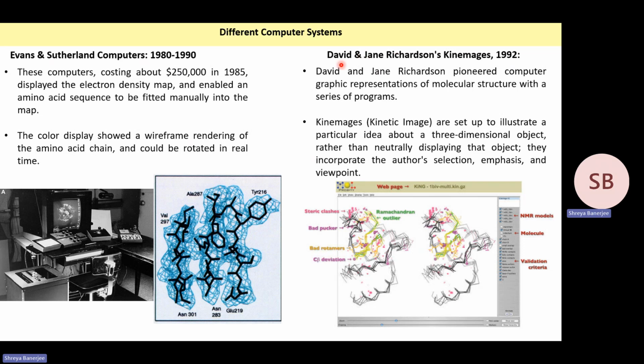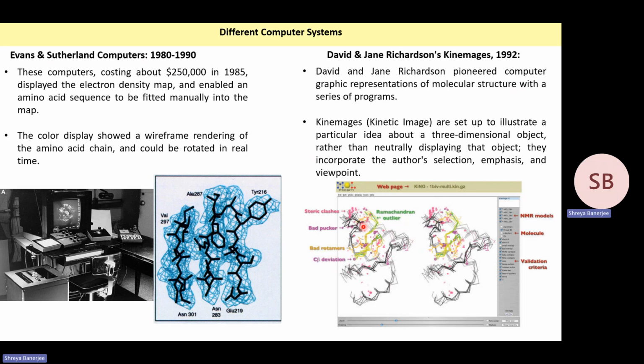Next came David and Jane Richardson's Kinemages in 1992. David and Jane Richardson pioneered computer graphics representation of a molecular structure with a series of programs. The images formed by the programs were called kinemages or kinetic images, and they are set up to illustrate a particular idea about a three-dimensional object rather than neutrally displaying that object. So here just the 3D structure of the protein is displayed neutrally. What the kinemages did is that they can highlight a particular idea.